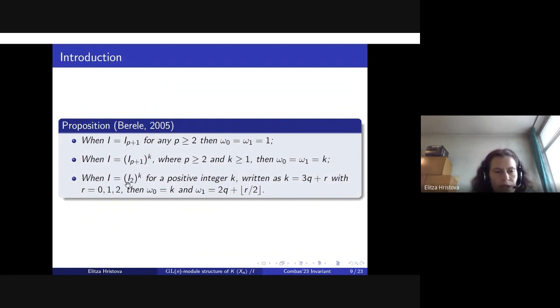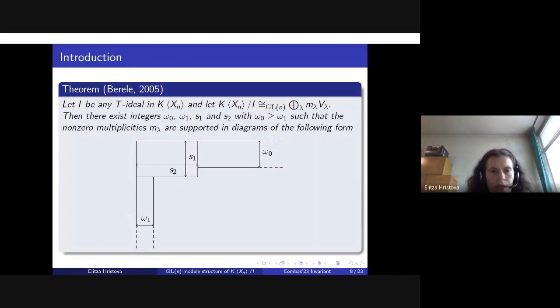And when we take the usual double commutator, the statement is a bit different. So omega 0 is again equal to k when we consider the kth power. And for omega 1, we have a bit more complicated expression, again in terms of the number k. Okay, and our first goal, going back to this picture, will be, so we have some values for omega 0 and omega 1, and our first goal will be to give a value for S2 in the cases when our T ideal is generated by long commutators or is a product of such ideals.